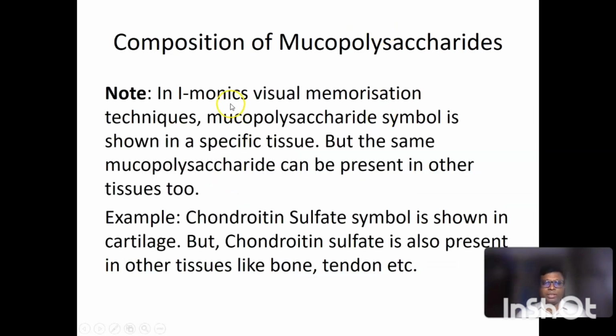Please note, in this I-monics technique, the mucopolysaccharide symbol is shown in a specific tissue, but the same mucopolysaccharide can be present in other tissues too. For example, the chondroitin sulfate symbol is shown in cartilage, but chondroitin sulfate is also present in other tissues like bone and tendon, etc.